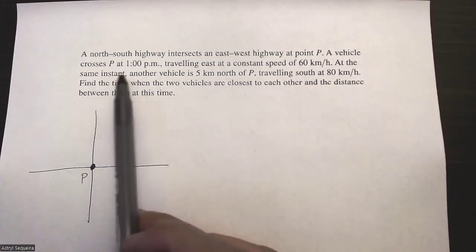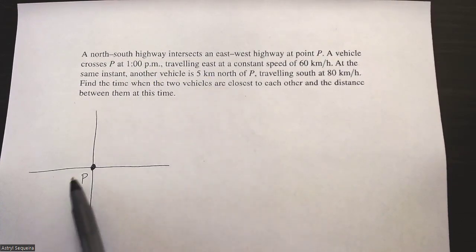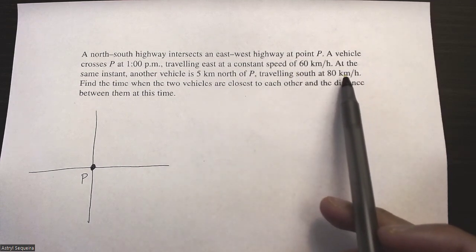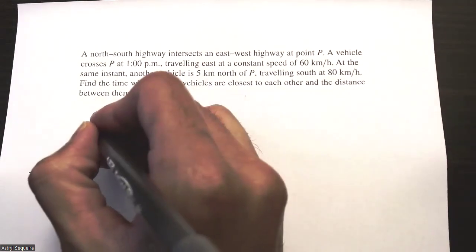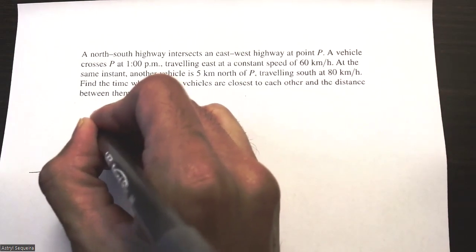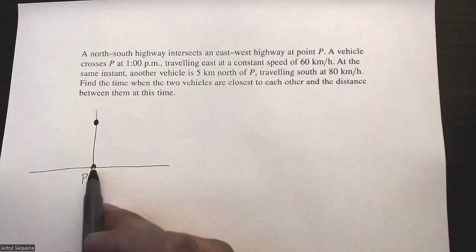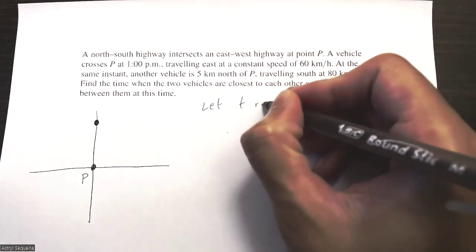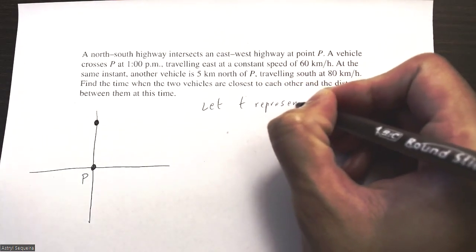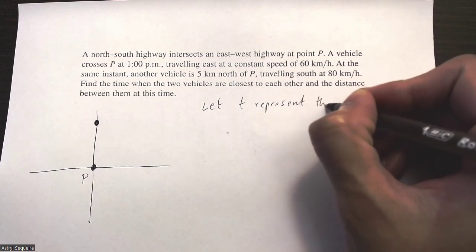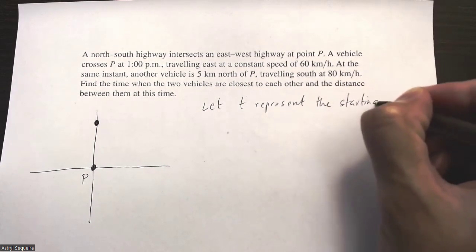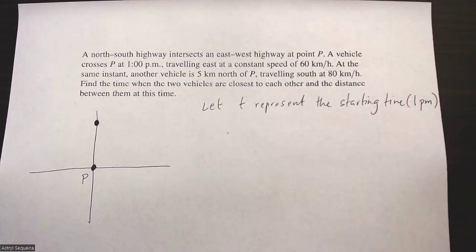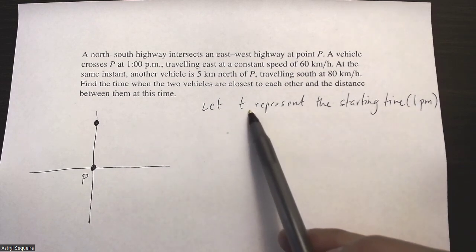And then at the same instant, so at 1 p.m., another vehicle is 5 kilometers north of P and it's traveling south at 80 kilometers per hour. So the second vehicle, let's assume that the second vehicle is over here and the first vehicle is over here at 1 p.m. So let t represent the starting time, which is basically 1 p.m. Okay, so we're going to use t for that purpose in this question.